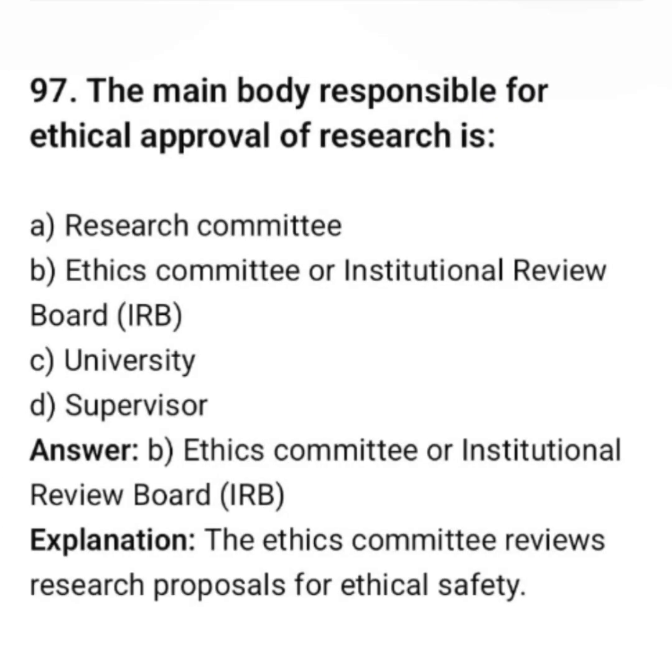The main body responsible for ethical approval of research is: Research Committee, Ethics Committee or Institutional Review Board, University Supervisor. The correct answer is option B, Ethics Committee or Institutional Review Board. The Ethics Committee reviews the research proposal for ethical safety.